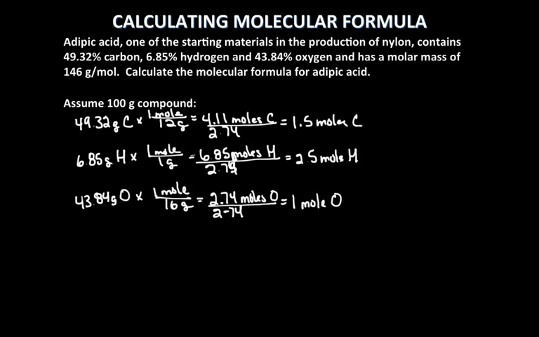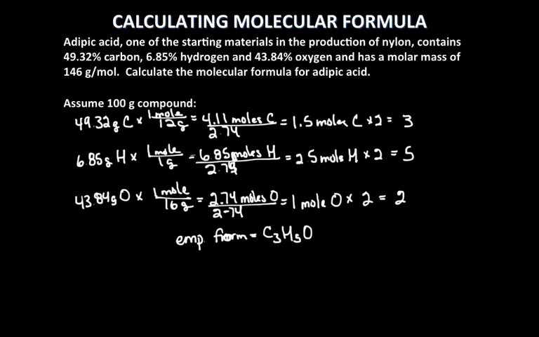So we have these fractions that we have to get rid of, the 0.5s, and to do that we're just going to multiply everything by 2. So we multiply everything by 2, now we have 3 moles of carbon, 5 moles of hydrogen, and 2 moles of oxygen. So the empirical formula is equal to C3H5O2. And that empirical formula would give us a molar mass of 73 grams per mole.